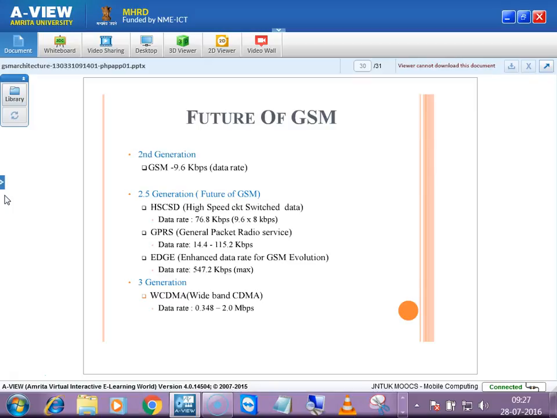The speed has been enhanced here, and this will be GPRS. Even GPRS will also come under 2.5G. And in GPRS, what they have done is they used packet switching instead of circuit switching.